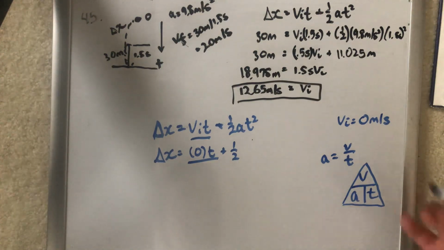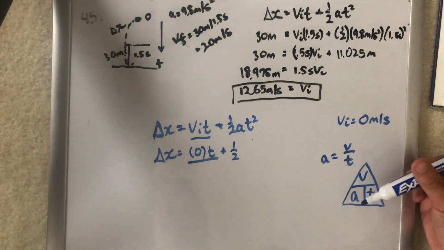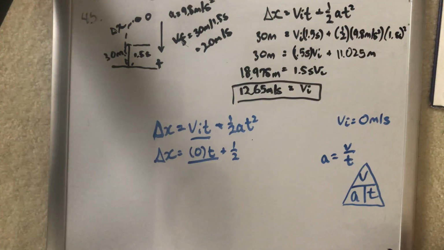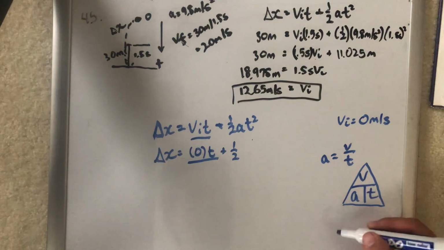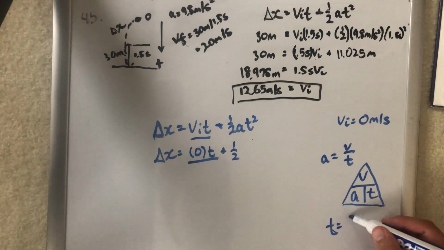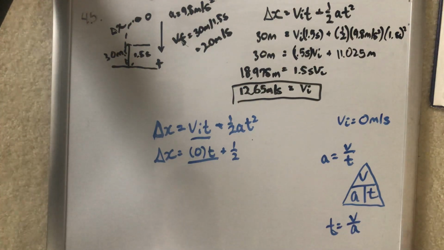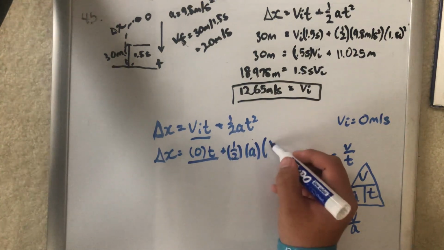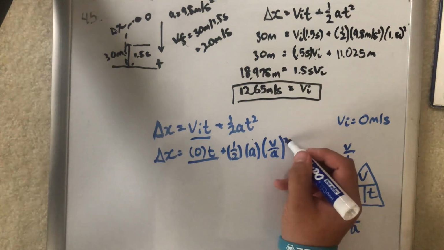And we look at what we have. We have acceleration, that's 9.8 meters per second squared. We have the velocity, that's what we just got, but we don't have time. So what can we do to get time? We can just do time equals velocity over acceleration, right? Simple enough.